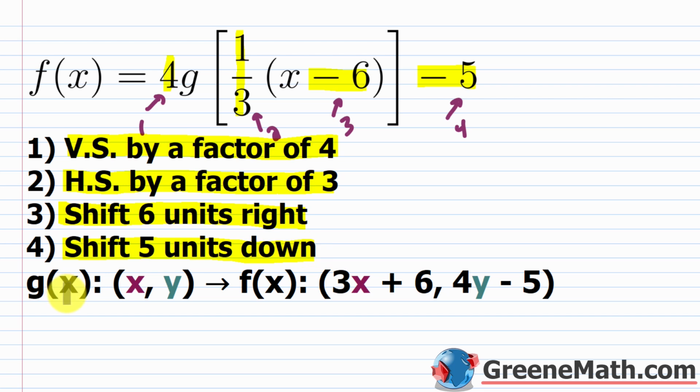So looking at a given x comma y on g of x equals 1 over x squared, the corresponding point on f of x, you can have 3x plus 6. Again, you have this horizontal stretch by a factor of 3. That's done first, so you're multiplying by 3. And then you have a shift 6 units right. That's done second. So that's 3x plus 6. Then comma 4y minus 5. Again, that's coming from the fact that you have a vertical stretch by a factor of 4. So you're multiplying by 4 first. And then you're shifting 5 units down. So then you have minus 5 second.